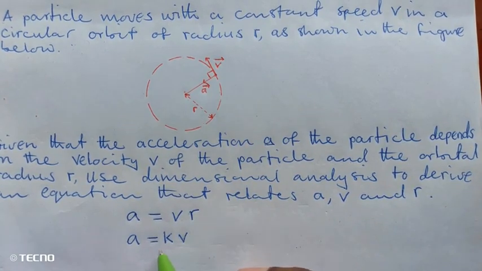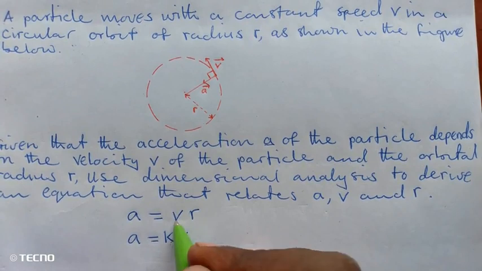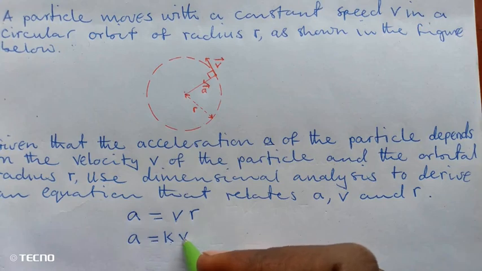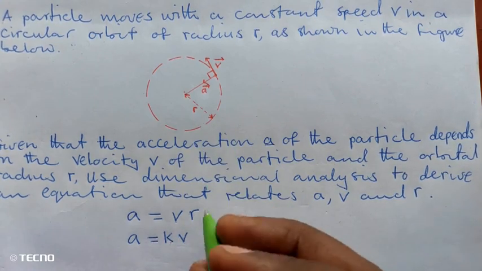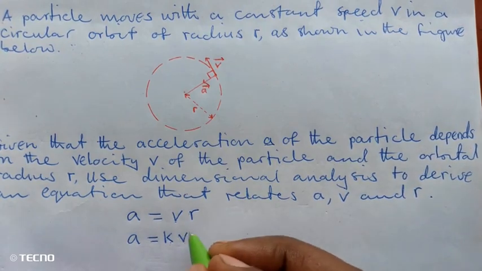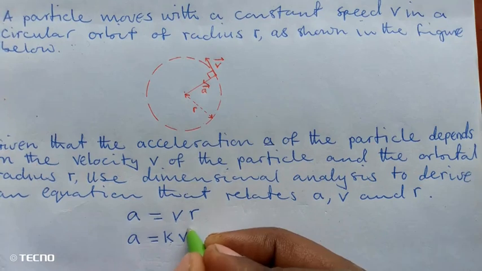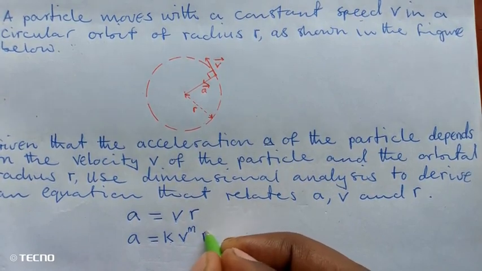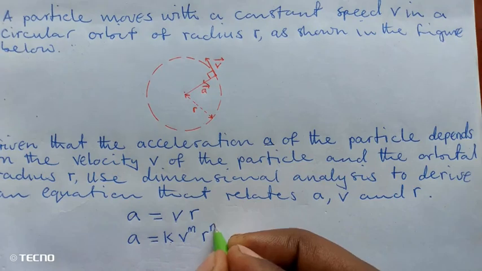So now we introduce the constant. Once we introduce the constant, which means this v, we are going to find the value of this v. In order for us to find the value of velocity, we'll raise this to the power of a certain letter. So let's say here we use m, then r again, we can say r to the power n.